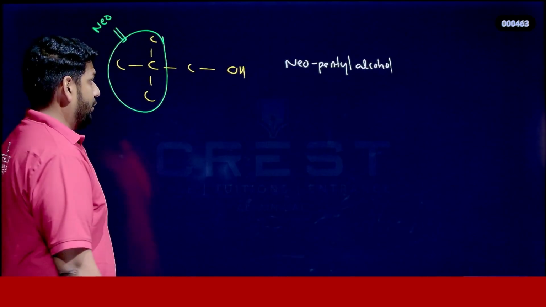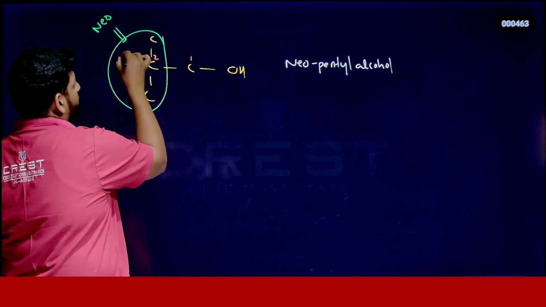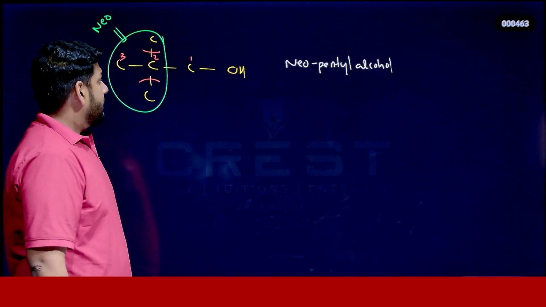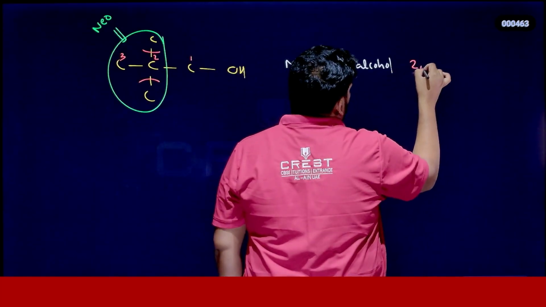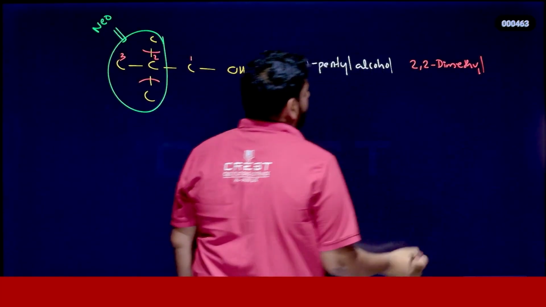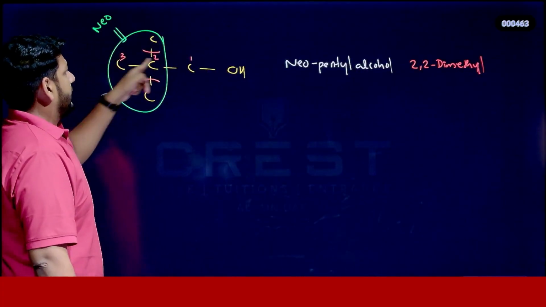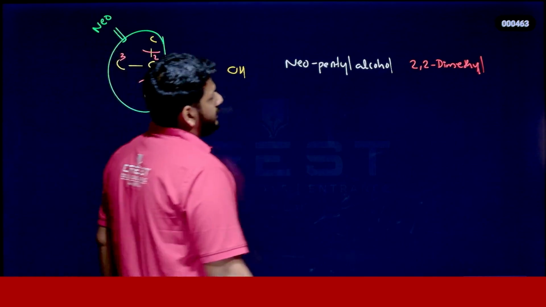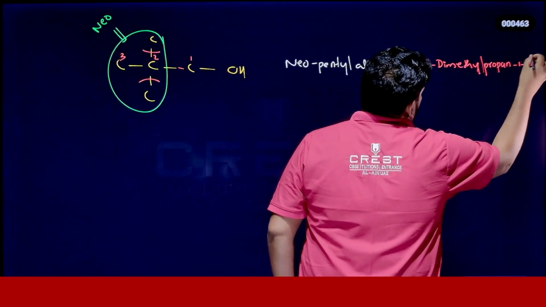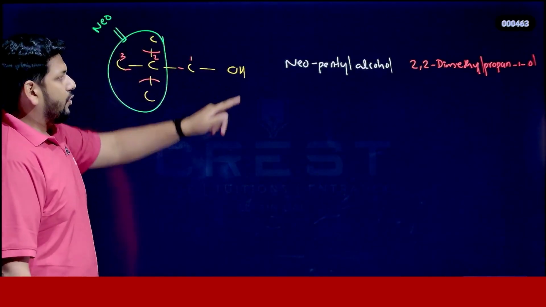What about the IUPAC name? You can start from here: 1, 2, 3. At position 2 you have 2 methyl branches, so you can call it 2,2-dimethyl. In the parent chain, how many carbons are there? We have 3 carbons, so propane. At the first position you have the OH group, so 2,2-dimethylpropan-1-ol. That's all.